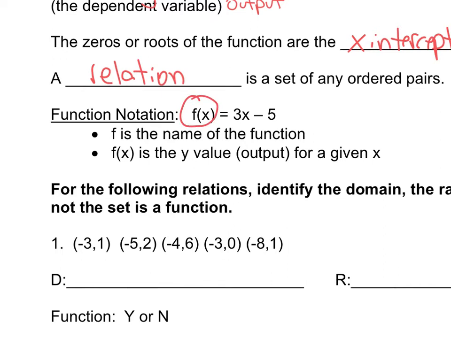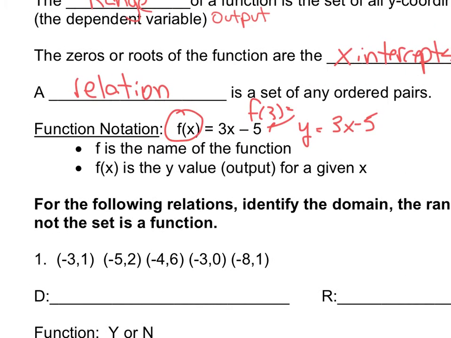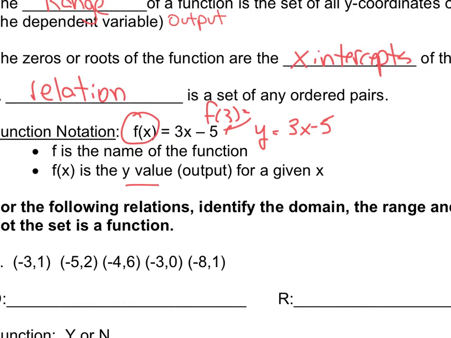Function notation. f(x) = 3x - 5 is essentially the same as y = 3x - 5. So f(x) is a different notation. If they gave us, say, f(3) equals that equation, that means we plug in 3 for all the x values. The way you know if you have a function, a couple of ways. f is the name of the function, and f(x) is the y value or the output for a given x. And remember, your x's cannot repeat.